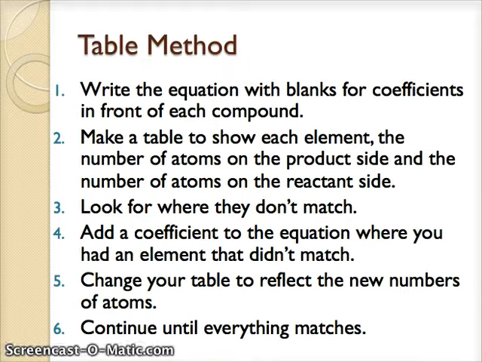The table method: you are to write the equation with blanks for the coefficient in front of each compound. You're going to make a table showing the element, the number of atoms on the product side, and the number of atoms on the reactant side. You're going to look for where they don't match. When you find one that doesn't match, you're going to add a coefficient to the equation and then change your table to reflect the new number of atoms. You keep doing this process until everything matches. Let's do several examples.